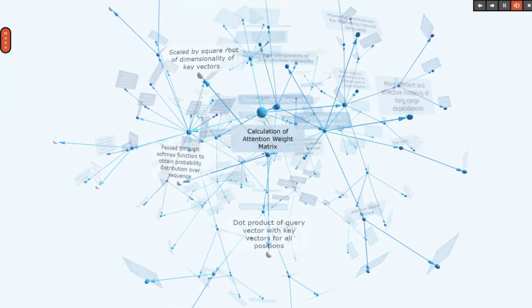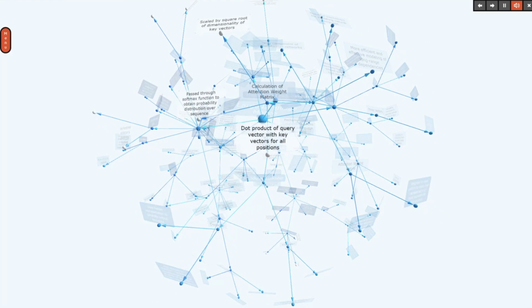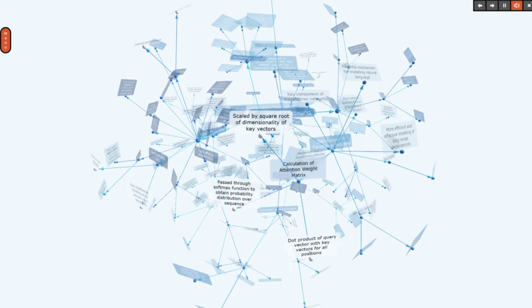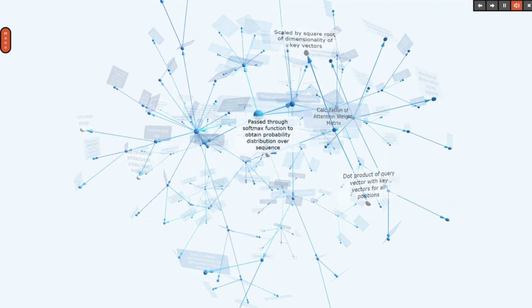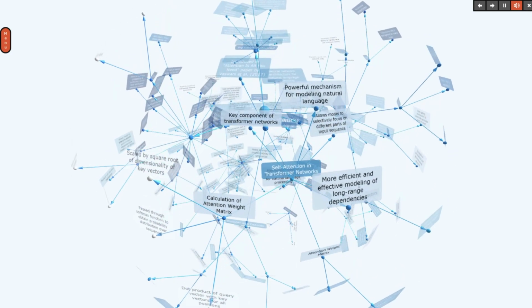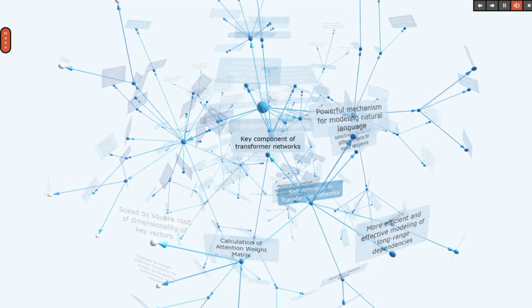Calculation of attention weight matrix. Dot product of query vector with key vectors for all positions. Scaled by square root of dimensionality of key vectors. Passed through softmax function to obtain probability distribution over sequence. Powerful mechanism for modeling natural language. Key component of transformer networks.